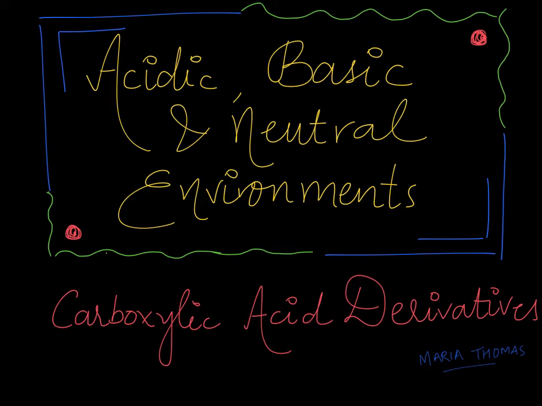Today we'll be talking about what to do when you're given an acidic, basic, or neutral environment. We'll be using the example of carboxylic acid derivatives, which is the same as pi electrophiles with leaving groups. But this analogy will be applicable to pretty much any situation that has these kinds of environments.